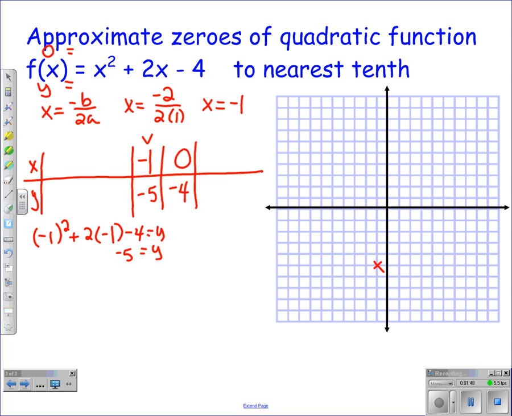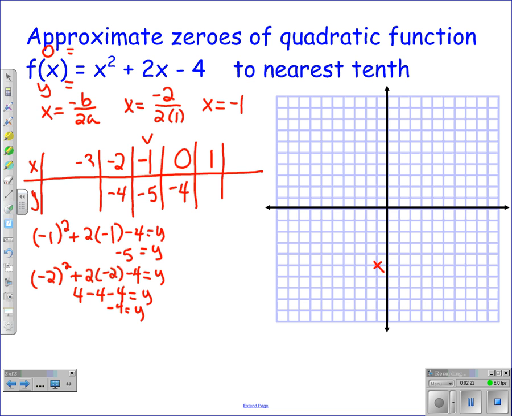Let's check to make sure we have the right vertex by putting in a negative 2 into our equation. Negative 2 squared plus 2 times negative 2 minus 4 equals y. That's 4 minus 4 minus 4 equals y. The first two 4's cancel out. We find out that y is negative 4. That's what we were hoping that it would be. We need to keep going until we find that y is equal to 0. And so I will go to a positive 1, and that means that I need to use a negative 3. When you put your numbers in, you find out that these are both going to be negative 1.